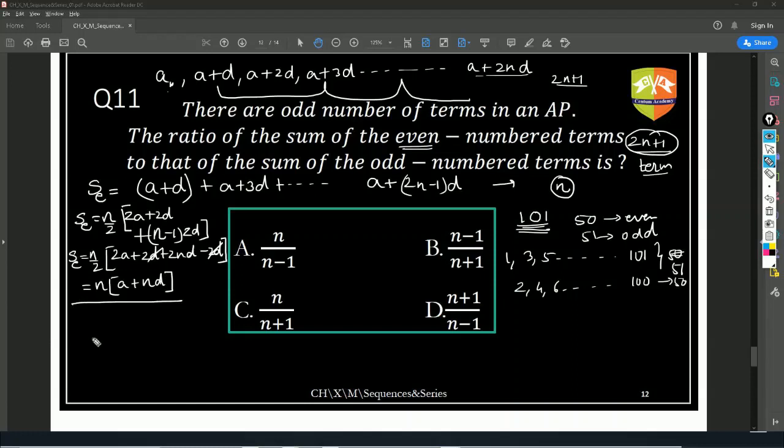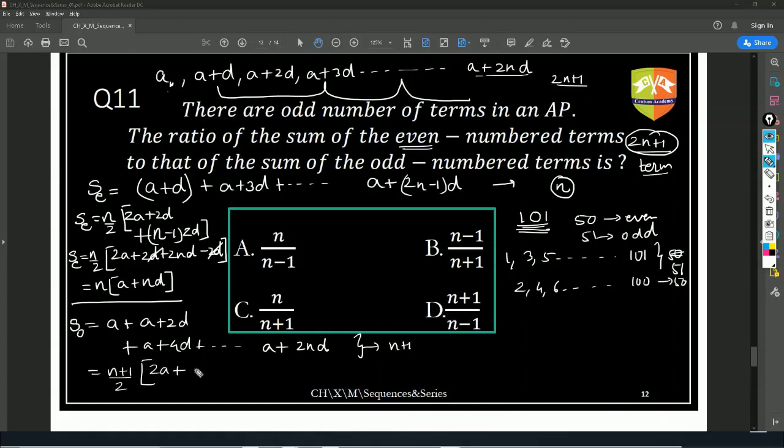Let's see odd. So SO, the odd terms, are A plus A plus 2D plus A plus 4D and so on and so forth, till A plus 2ND. How many terms? N plus 1 terms are there. Correct? So SO is nothing but N plus 1 terms by 2, into twice A plus N plus 1 terms minus 1 times D. Isn't it? Hence it is N plus 1 by 2, and here you'll get 2A plus ND.